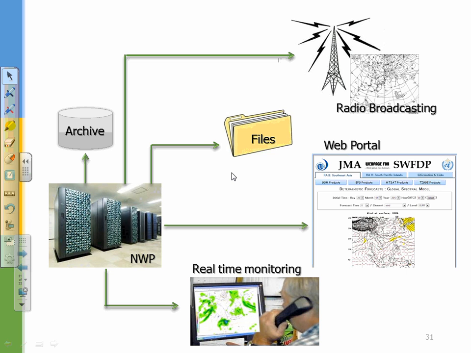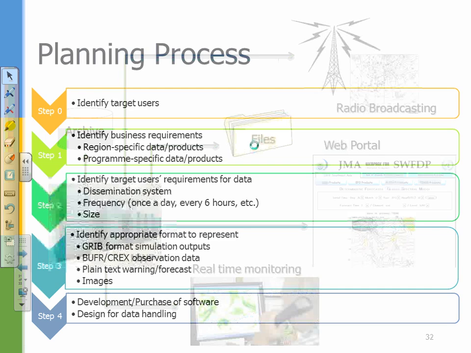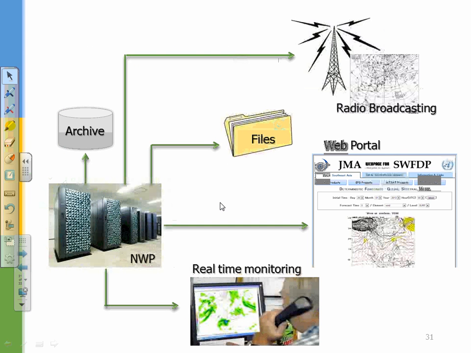So in this chart, for example, GRIB is used only in this part, only the file part. The other cases are independent from TDCF. So once again, user and business needs decide data format, not vice versa. Data format doesn't give requirements to DCPC. That's very important.